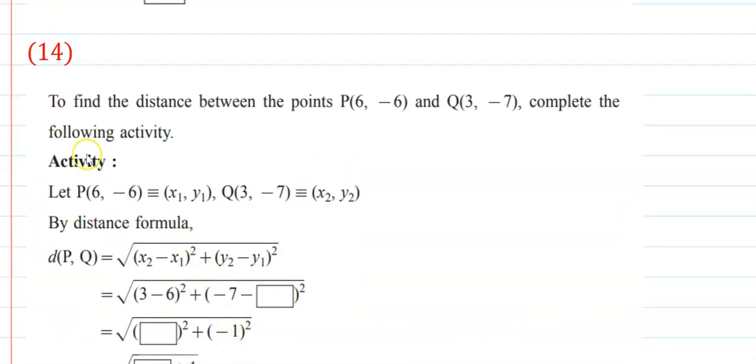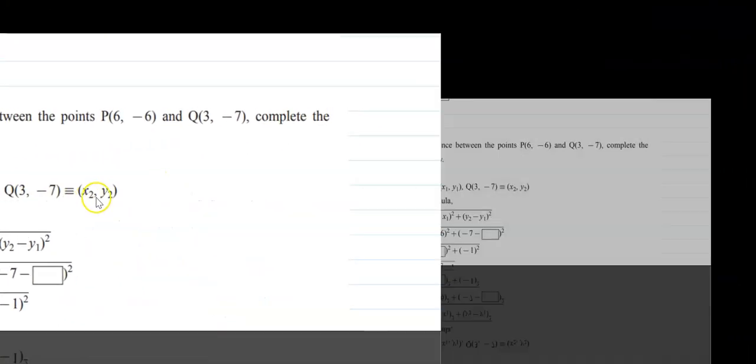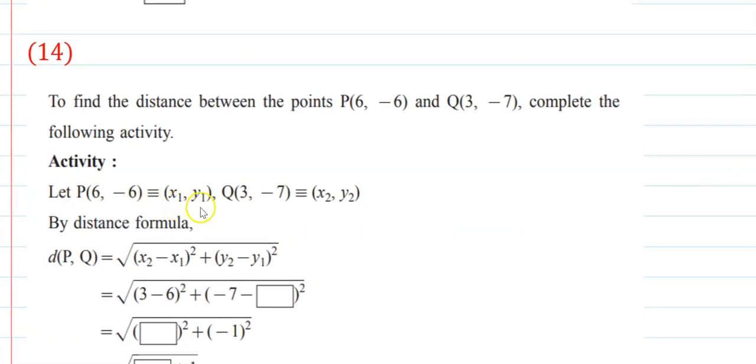Now the next activity, to find the distance between the points P (6, -6) and Q (3, -7). Complete the following activity. Let P (6, -6) be (x1, y1), Q (3, -7) be (x2, y2), and therefore by the distance formula, distance PQ is equal to the square root of (x2 - x1) bracket square plus (y2 - y1) bracket square.